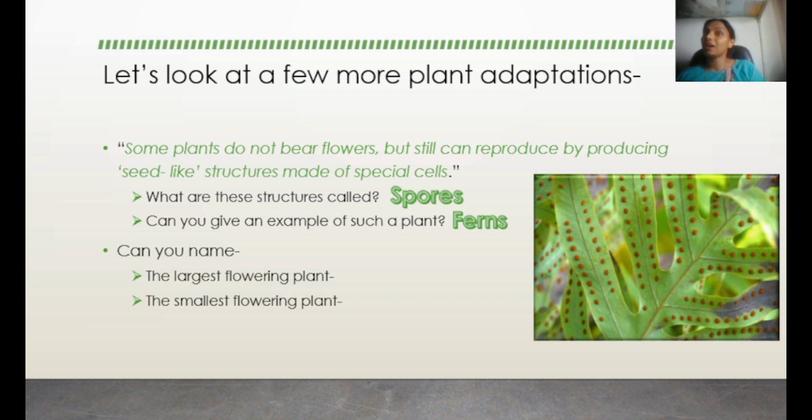Can you name the largest flowering plant in the world? This is a GK question. The largest flowering plant in the world is called Rafflesia. And the smallest flowering plant is a plant called Wolffia. Go find out if you're not aware of these answers.